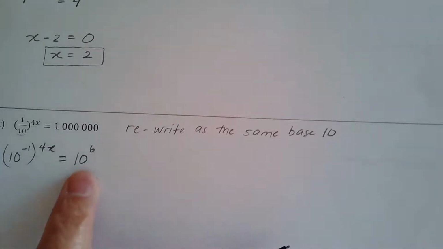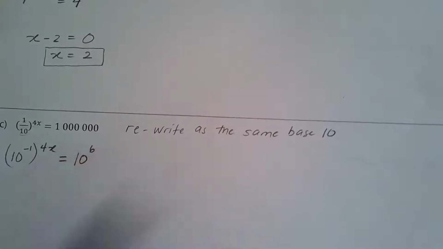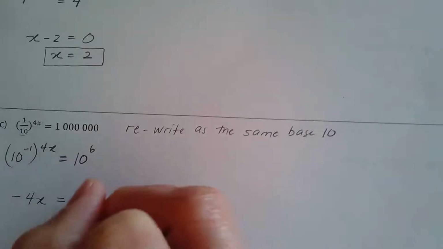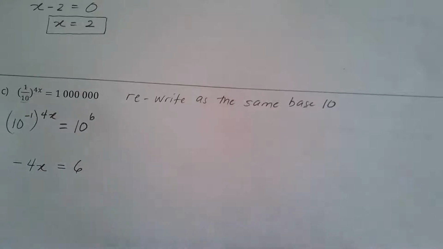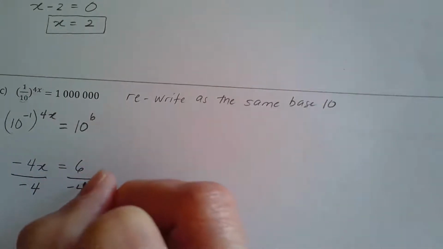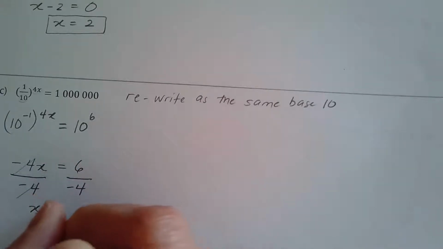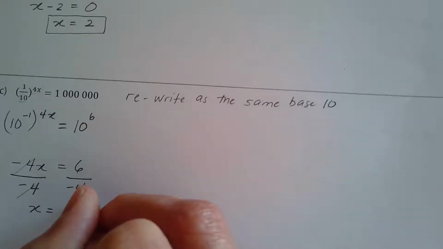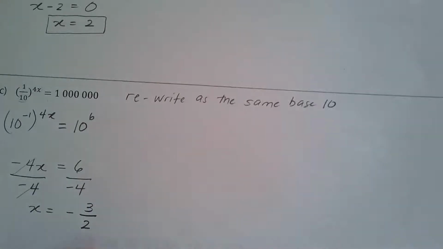Now that they have the same base, we can equate the exponents. So therefore it's negative 4x equals 6, and divide both sides by negative 4. So negative 4 cancels. So x must be, well, we can reduce this to negative 3 halves.